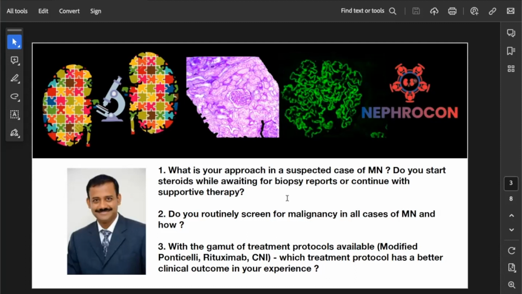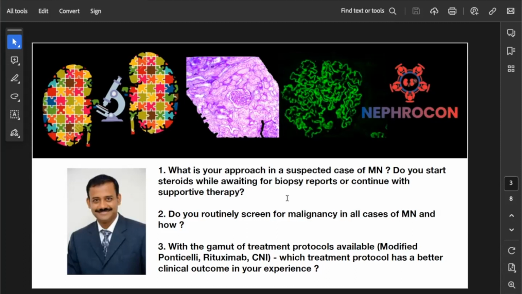If PLA2R is positive, I would look for any possibility of malignancy. If malignancy is detected, then you would go along those lines. But if malignancy is not detected, then you would wait and decide on clinical parameters. The three clinical parameters I use are the severity of nephrotic syndrome, the proteinuria levels, 8 to 10 grams and above, and the decline in GFR and creatinine. So I do not start steroids upfront. I would start with RAS blockers, supportive treatment for edema, anti-edema measures, blood pressure control if required, and diuretics as and when required. Then based on the biopsy confirmation, I would proceed with further treatment.